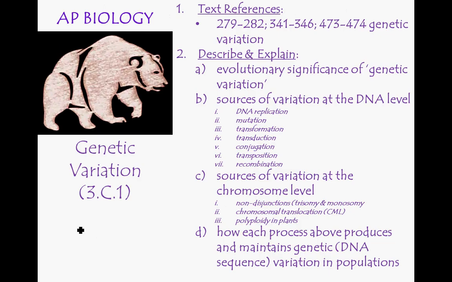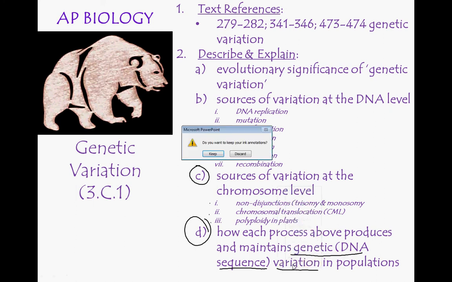So combining with the genetic variation 1, this is a quick sort of overview then of sources of variation at the chromosome level, right? There's non-disjunctions, chromosomal translocations, and then polyploidy in plants. Right? And again, the take-home message from all of these is that these are all mechanisms, these are all ways, these are all sources of generating genetic or DNA sequence variation within populations. Right? So in class we'll also discuss a little bit more specific there about meiosis and random fertilization, random mating, etc. Right? But these are all sources of genetic variation.